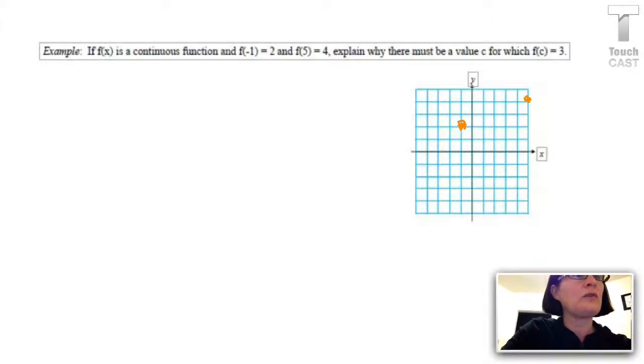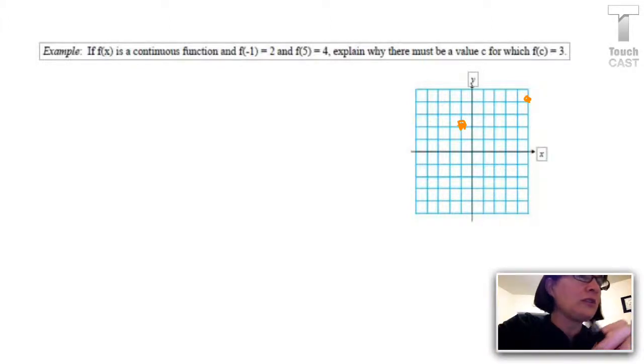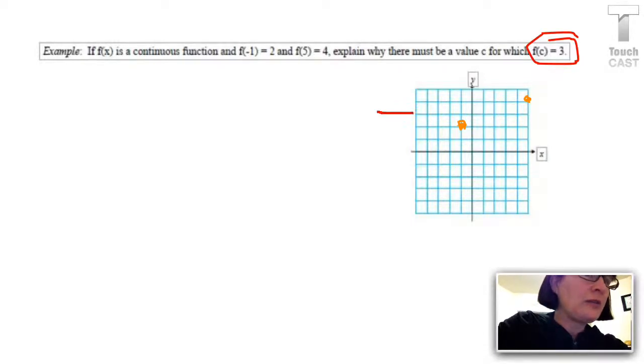f of 5 equals 4. And their question to me is, can I guarantee that there's a value, an x value c, whose y value is 3? So watch this. My recommendation is that you come in here and you graph a horizontal line at the y value that they've asked you to care about.